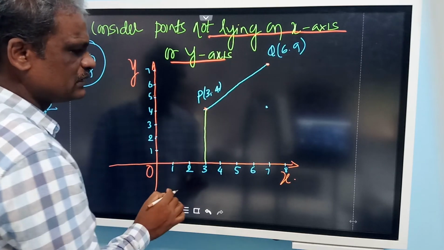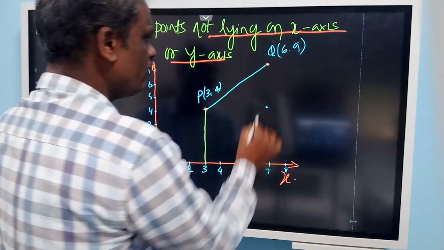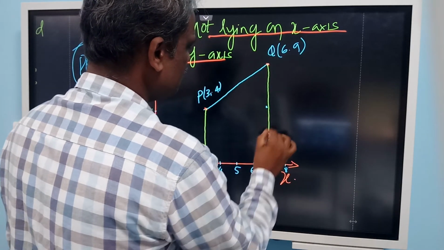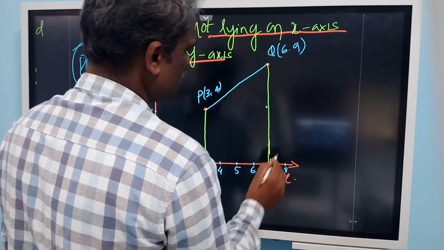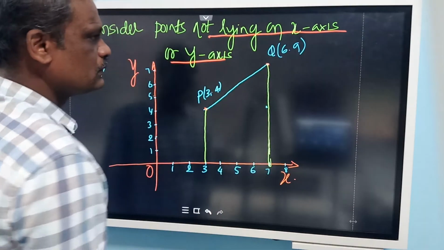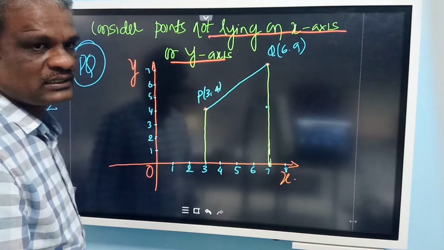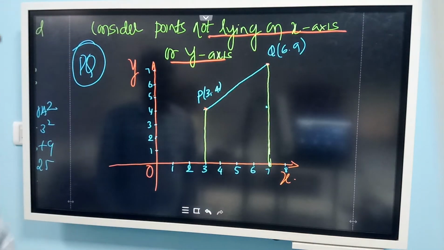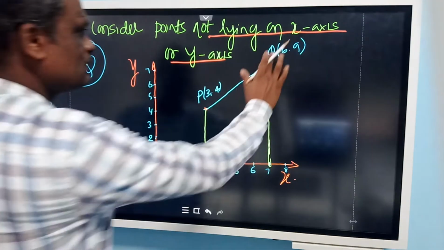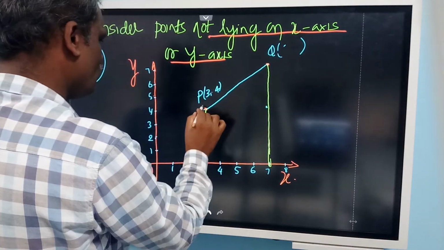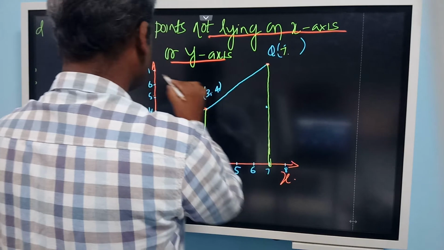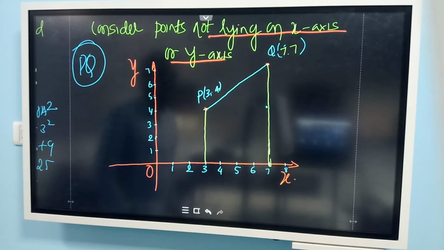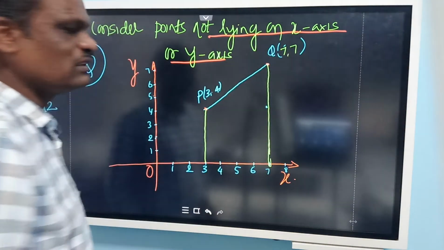From X, 4 units. This is 4 units. Now from here to this point I am going to draw. So now this is okay. What is the distance? Not 9, sorry. This is 3, 4. This is 7. So this is 7. X value is 7. Y value also 7 now.